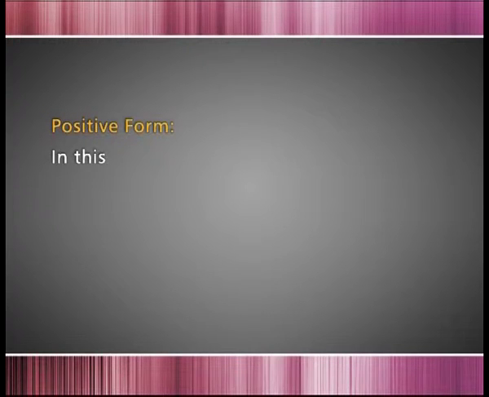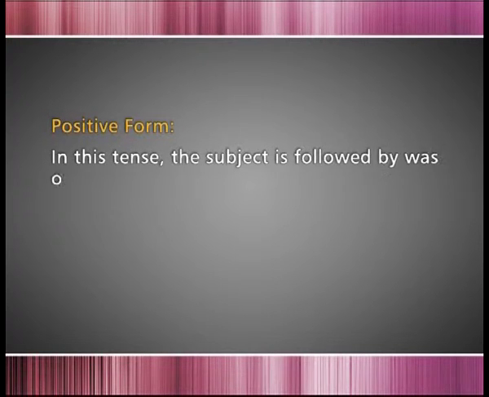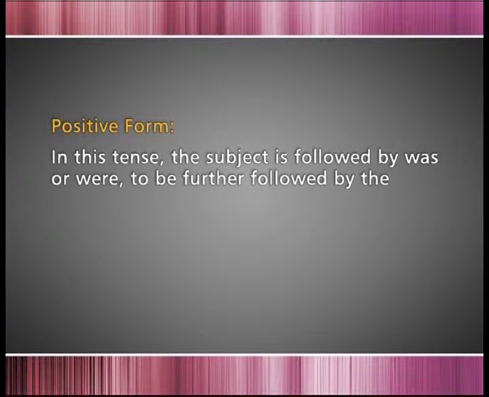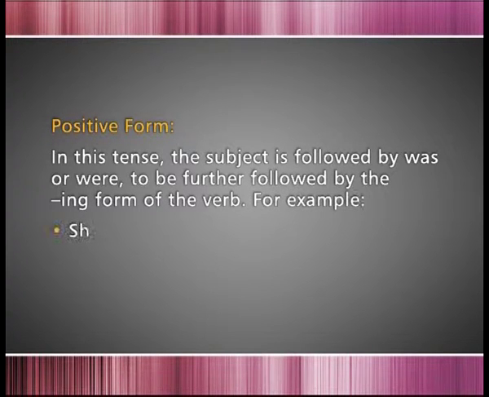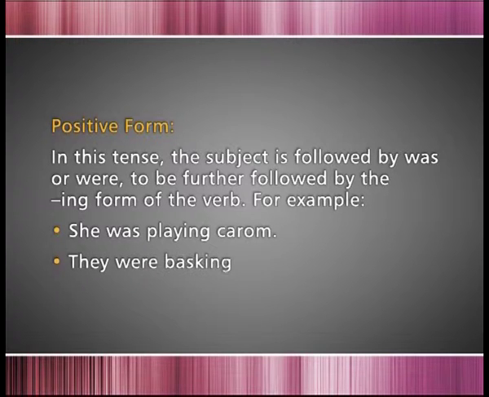Formation of past continuous tense. Positive form. In this tense, the subject is followed by was or were, to be further followed by the ing form of the verb. For example, she was playing carom. They were basking in the sun.